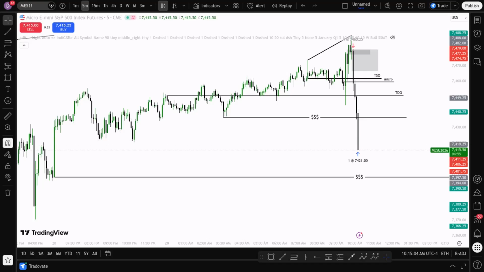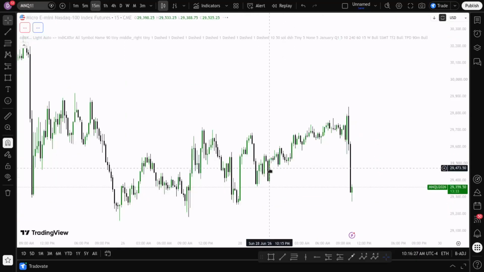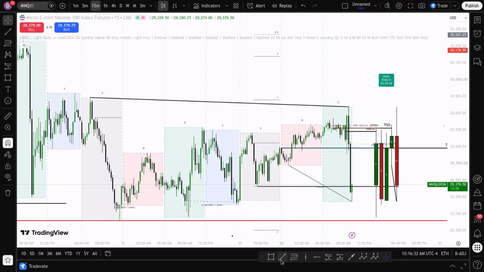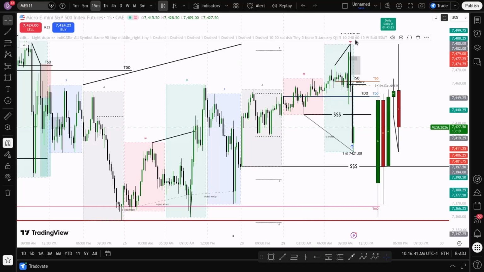So you can see here it took a certain area within Asian session, but it was not the low of Asian session in ES. But looking at the NASDAQ, you can see the low of Asian session right here. So it did actually get the liquidity from Asian session here. So I was perfectly fine with that on ES.